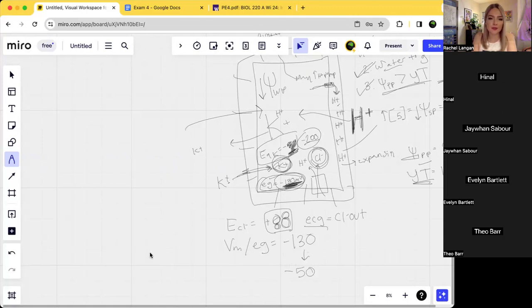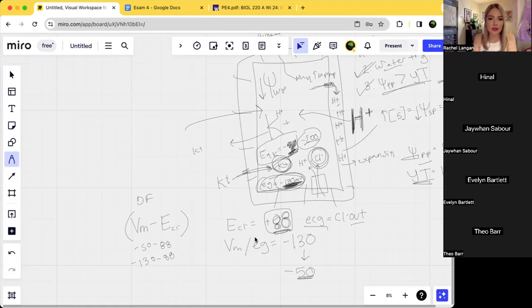Because the driving force is the difference between where chloride wants to be and what the actual membrane potential is. You'll remember that the driving force equation is membrane potential minus the equilibrium potential for the ion. So by changing this to negative 50 minus 88 versus negative 130 minus 88, you made the magnitude of the driving force smaller to go out. But that doesn't really affect chloride movement, because chloride's being moved against its gradient. So that's not really going to do anything.